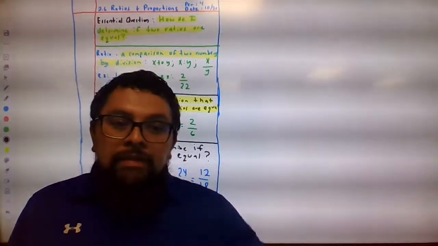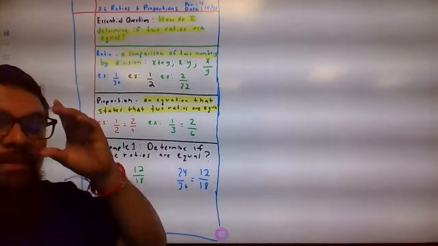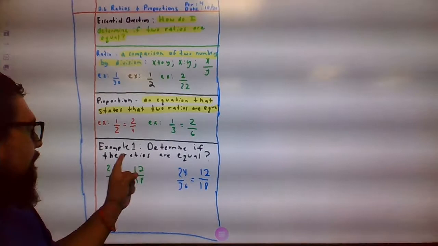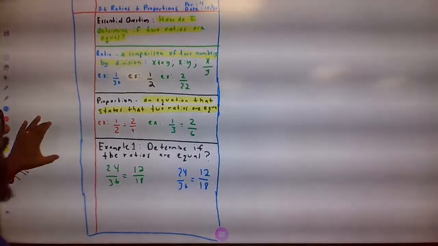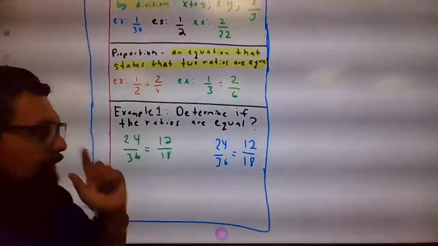All right, so we are continuing on. We are in example number one. We are determining if these ratios are equal. Determine if the ratios are equal. So let me zoom in. So determine if the ratios are equal.